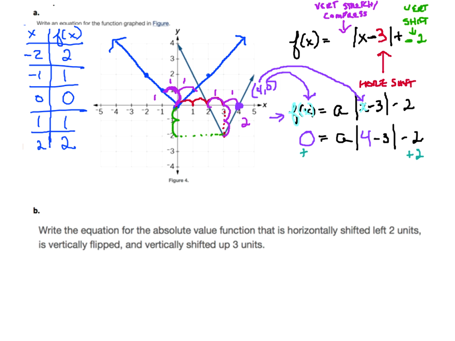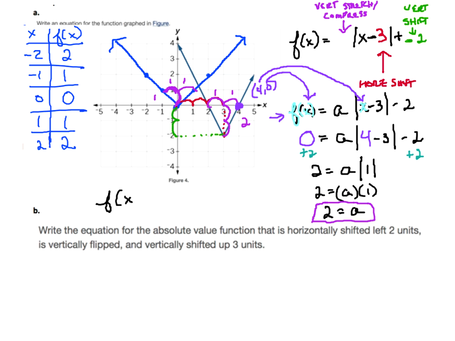This is the easy part. Just add 2 to both sides. So 2 is equal to some A value times the absolute value of 4 minus 3, which is 1. 2 equals A times the absolute value of 1, which is 1. So 2 equals A. So what we suspected was actually correct, that we have a stretch of 2. And we suspected that by looking at the graph. So now I've got to put everything together as the equation for the function. My function is f of x equals 2 times the absolute value of x minus 3, minus 2.